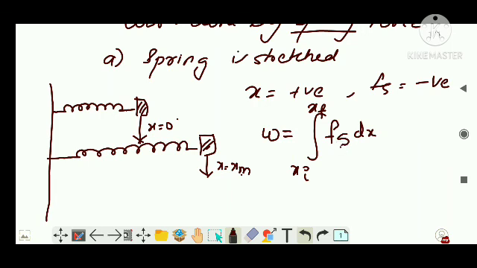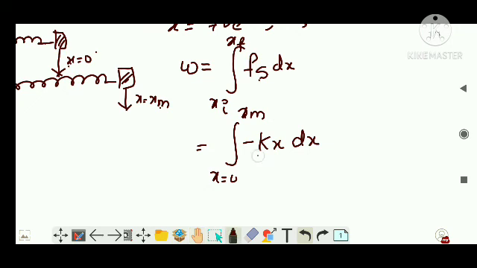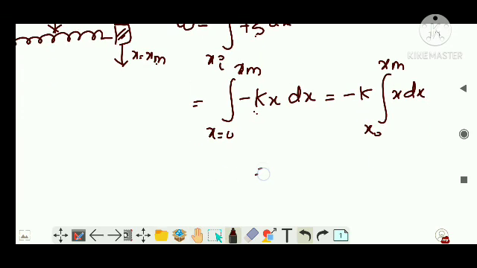What is Fs? The force exerted by the spring. Here I can write W is equal to the integral from x equal to 0, the initial position, to the maximum stretched position xm, of minus kx dx, since Fs is minus kx. I can write k as a constant outside, so it is minus k times the integral from 0 to xm of x dx, or minus k times x squared by 2, from 0 to xm.